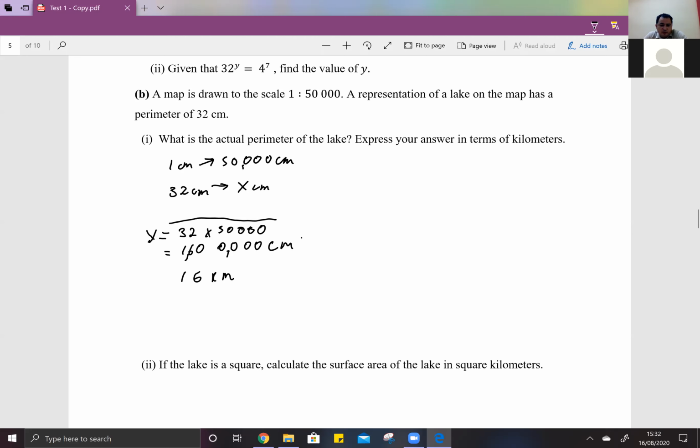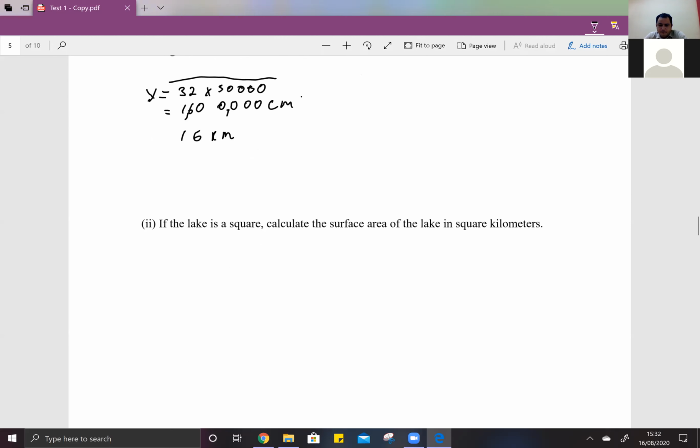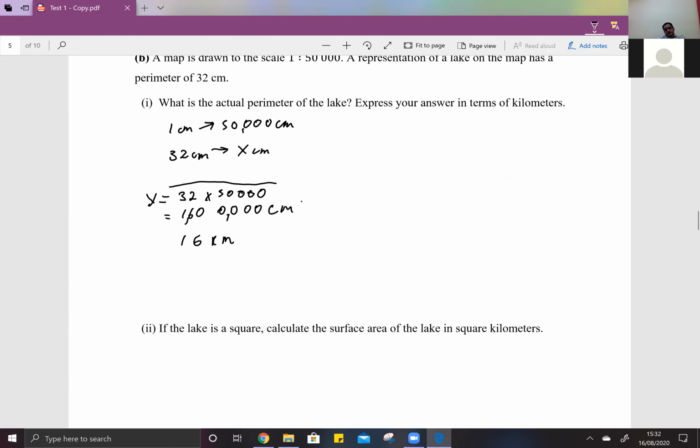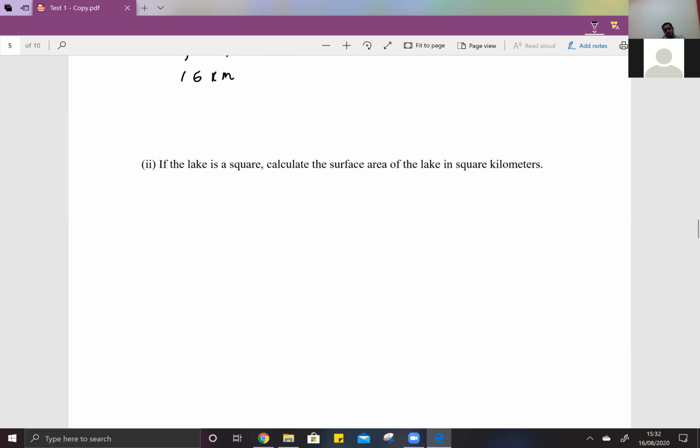That's it. Can you do question 2 in a similar way? So now if the lake is a square, you better draw it. Can you draw a small square? Perimeter is 32, right? Yeah, but in kilometers. I want to do it in kilometers. Okay, all right.